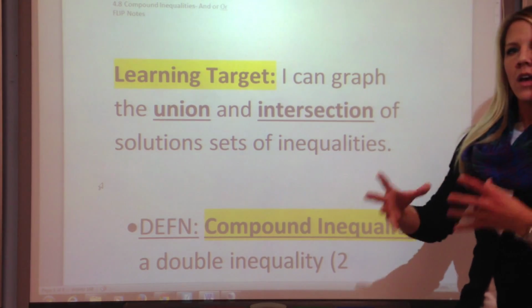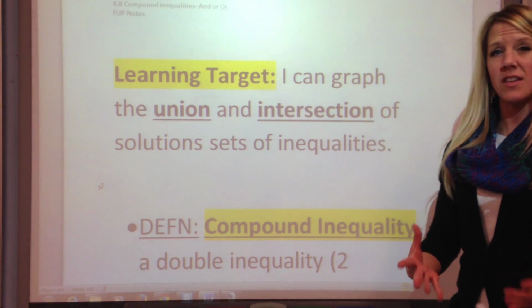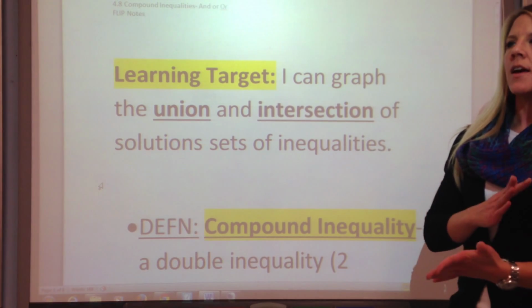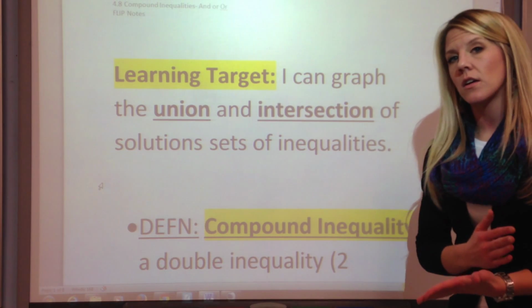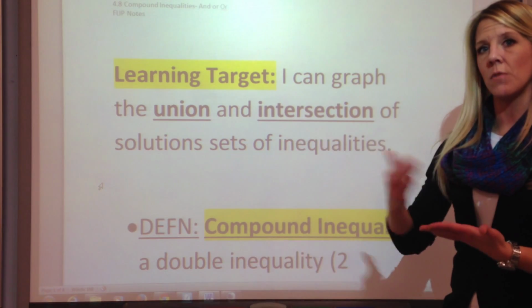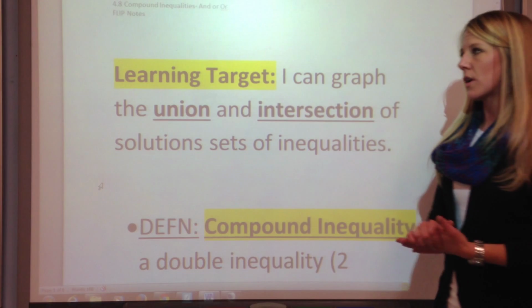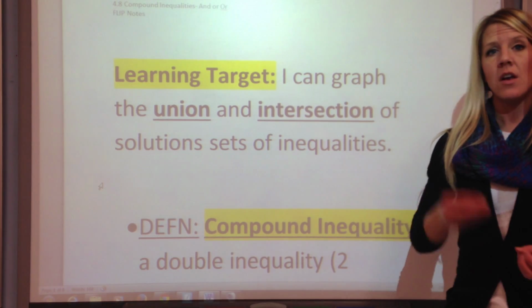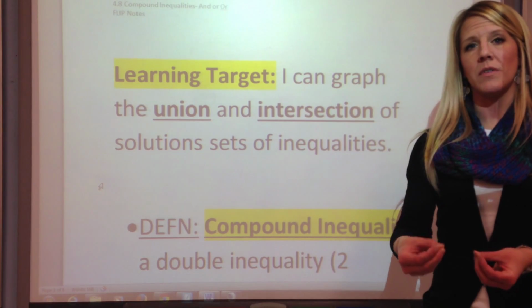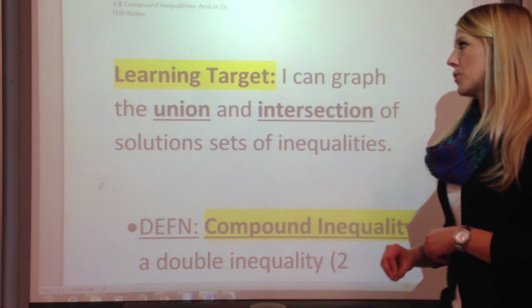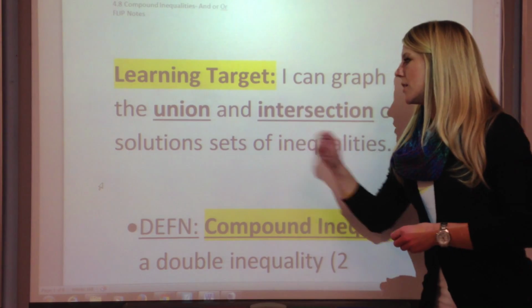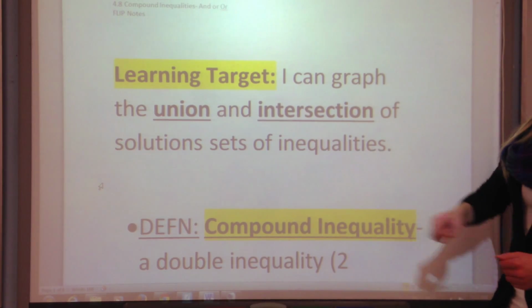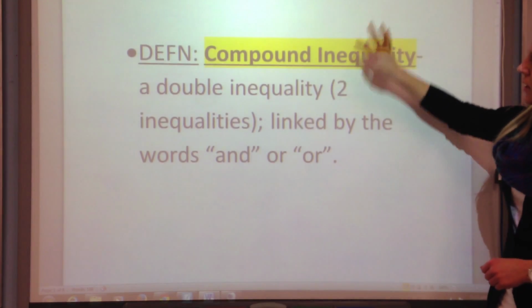So if you remember, inequalities have solution sets. So if I say x is greater than 5, that means it's everything bigger than 5. So there are multiple solutions. Everything greater than 5 would make the inequality true. Whereas if I say x equals 5, there's one exact solution. X can only be 5 to make the equation true. So union and intersection of the solution sets, we're going to see what that looks like and what that means.